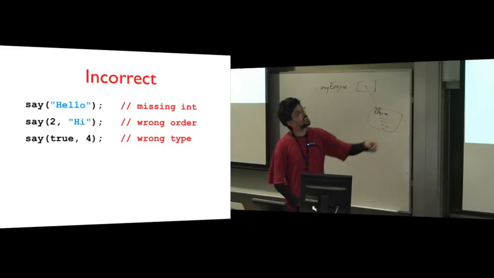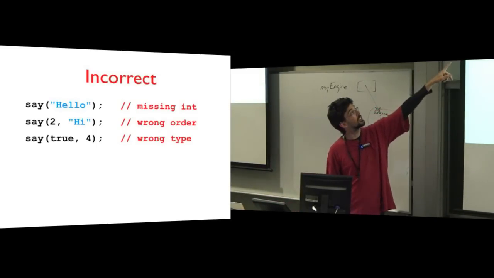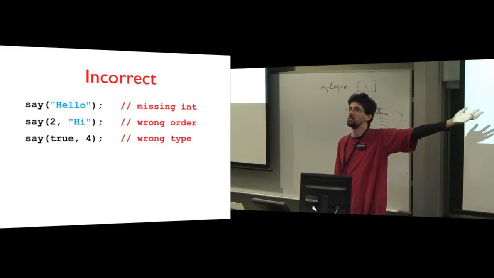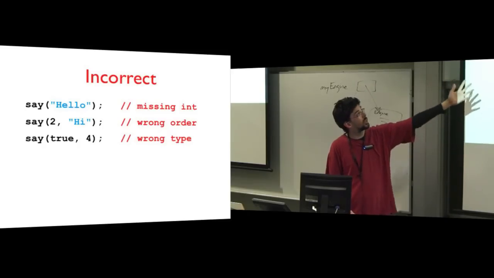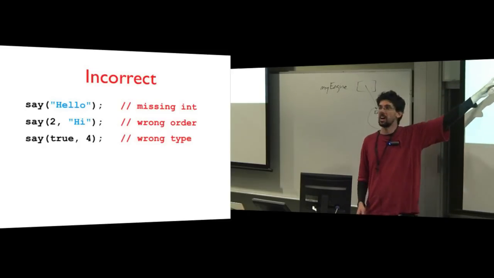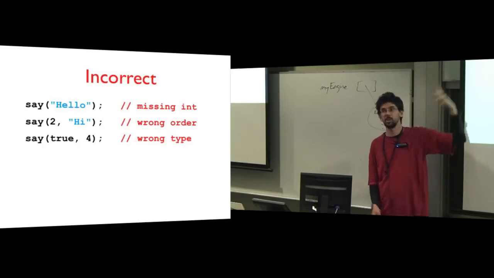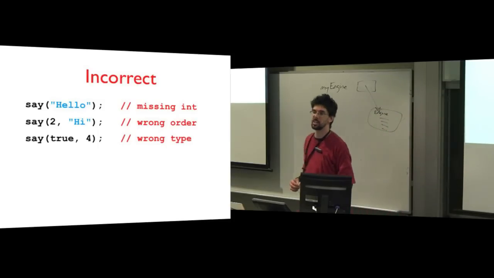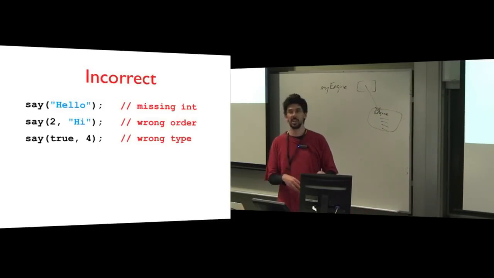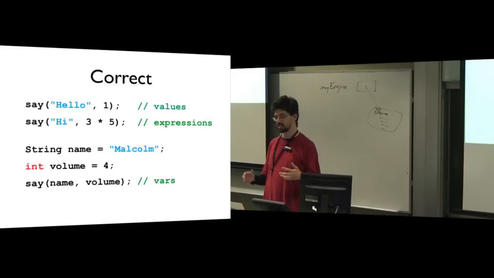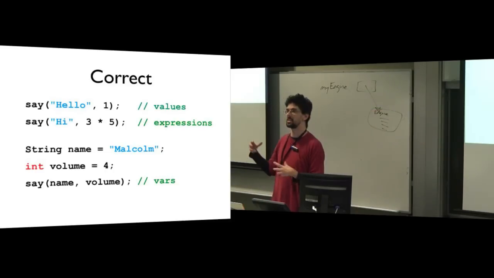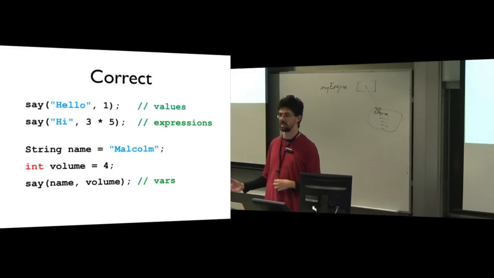Incorrect ways of calling it: if we forget a parameter, it won't work. We can say hello, but if we don't have a volume parameter, Java won't like that. We can't put them in the wrong order, Java won't like that. And we can't pass things that aren't the right type. If we try to pass in true as a parameter, Java won't like it. We first have to convert that true into a string and then pass that string in, if that's what we want to do. The rule is that the values that you pass in always have to match the types of the parameters that are in the definition.